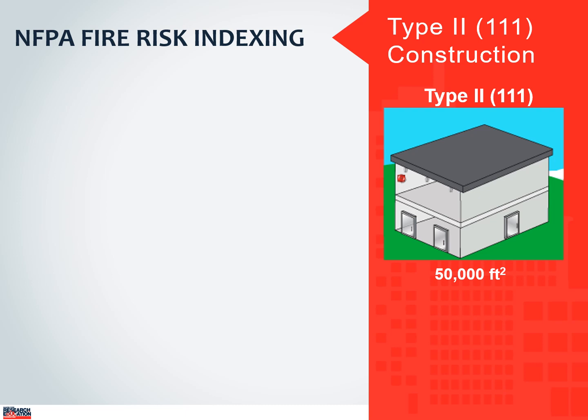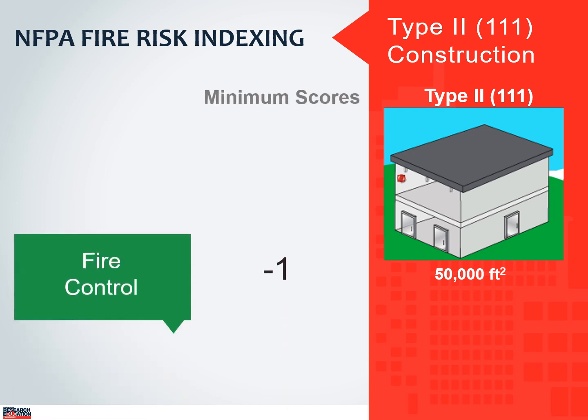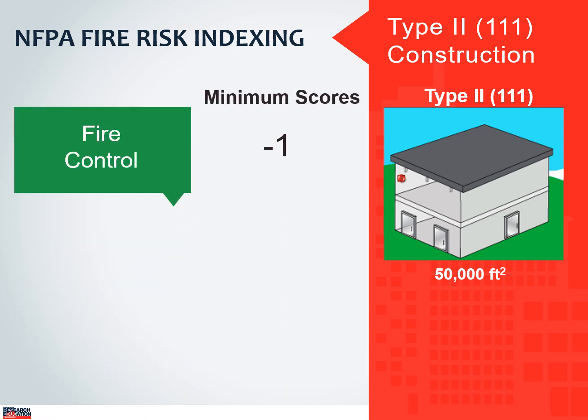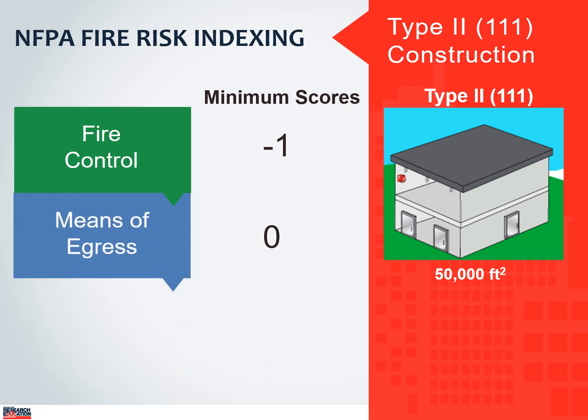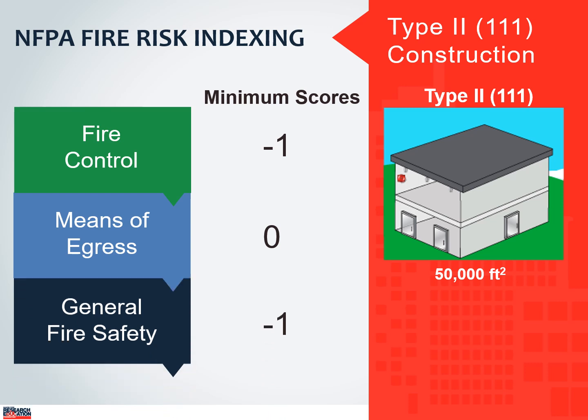The height of the building is one of the basic criteria upon which all of the requirements are based, and is measured in stories. In this case, a two-story building requires a fire control score of -1 or higher, a means of egress score of 0 or higher, and, for general fire safety, a value of -1 or higher.